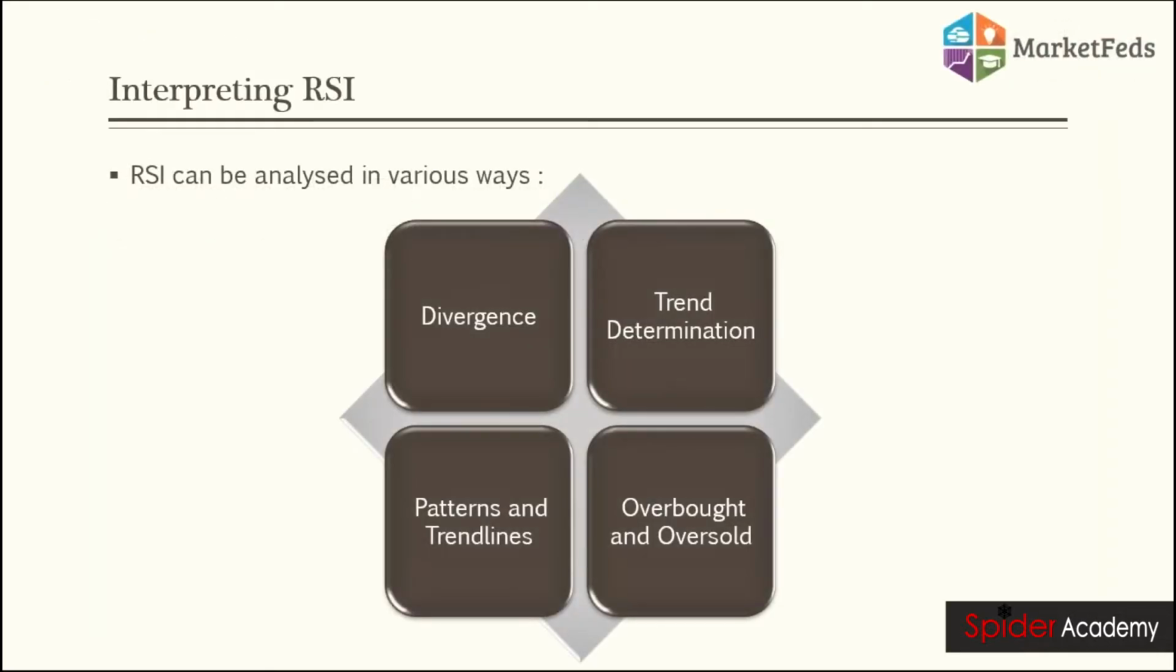Now, let's move on to a very important thing: how do we analyze the RSI? There are 4 different ways in which you can analyze and interpret the RSI. The first one being the divergence, then the trend determination, patterns and trend lines, and an overbought and an oversold zone.